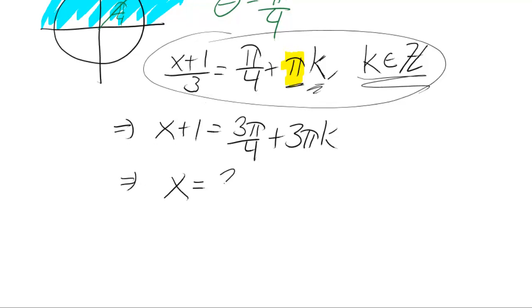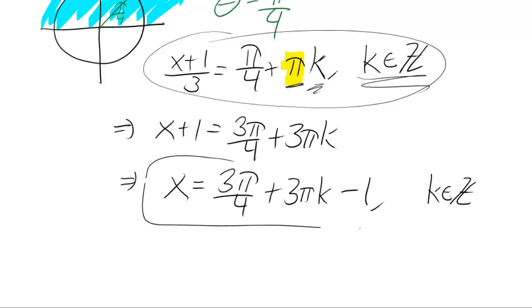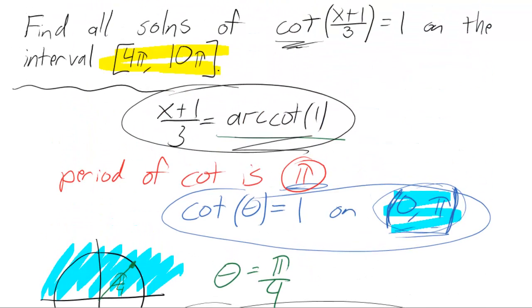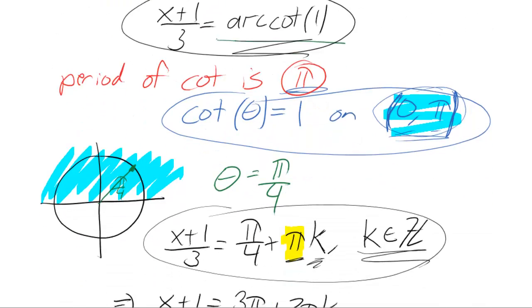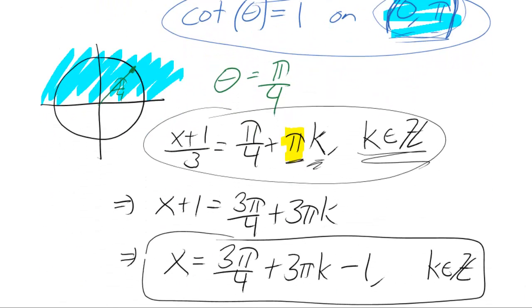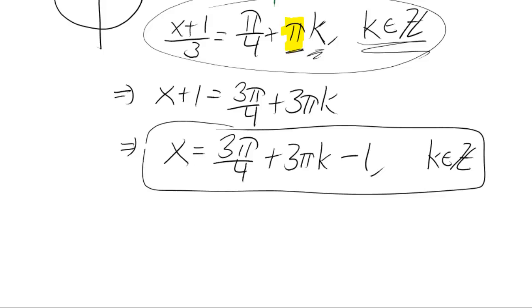So x equals 3 pi over 4 plus 3 pi k minus 1, where k is an integer. This represents every possible one of the infinitely many solutions of this equation. But remember, in this particular problem, we don't care about all infinitely many. We only care about the solutions that live on this interval right here. So now let's reach into this expression that captures all infinitely many and pick out the ones that live on the interval 4 pi to 10 pi.